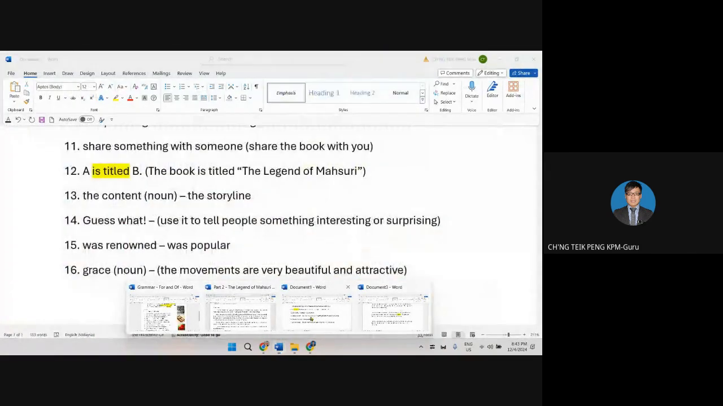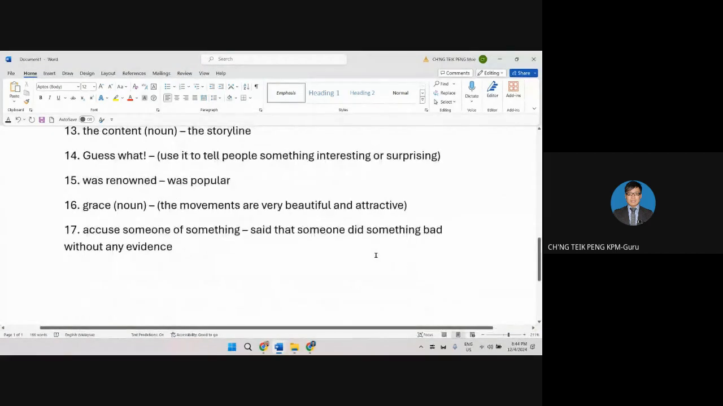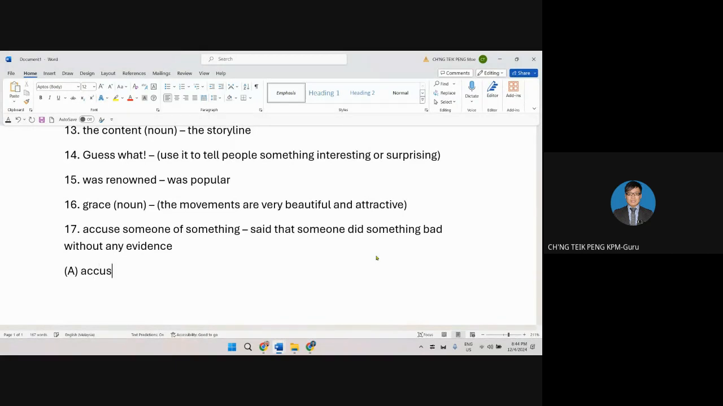Okay, sadly, was falsely accused. Okay, still remember accused? When you accuse someone of something, it means you said that someone did something bad without any evidence. 你没有证据的，你只是指责别人做一些不好的事情而已。For example, accuse you of stealing. 就说我讲你偷东西，可是我没有证据的。I accuse you of stealing. All right.